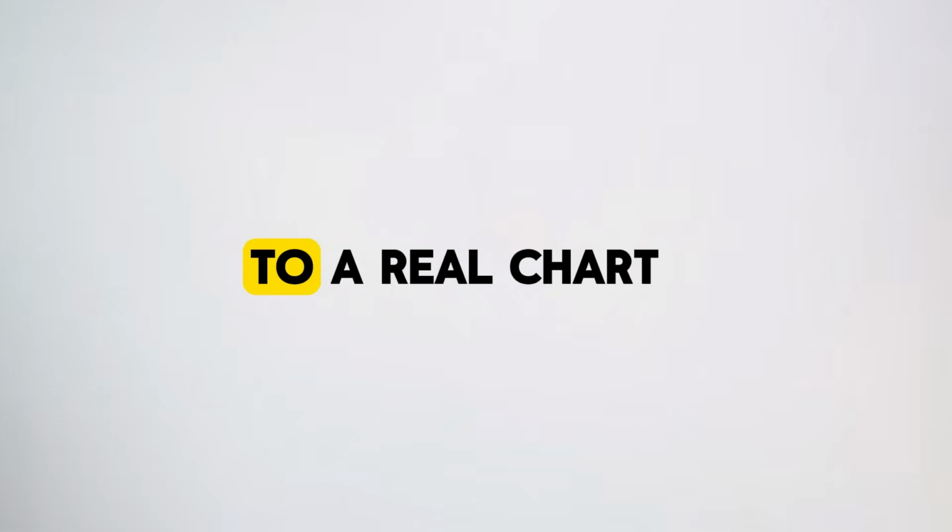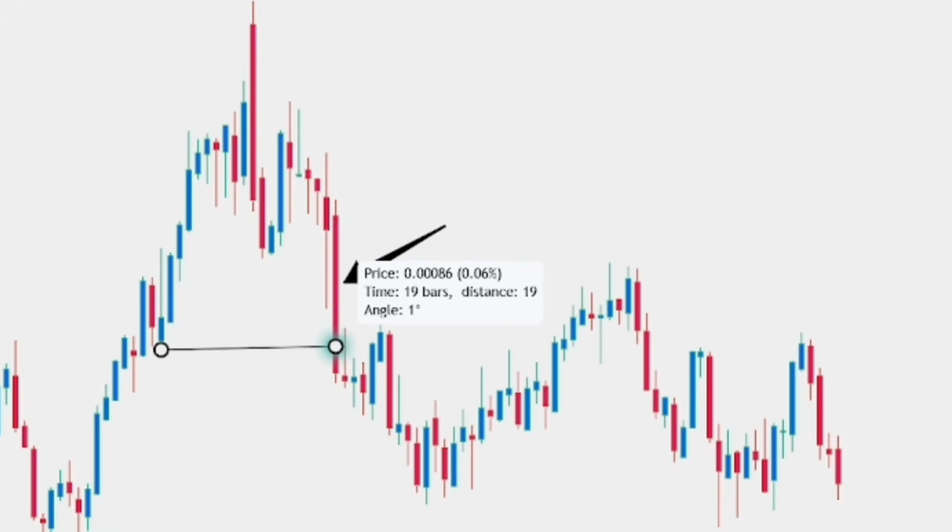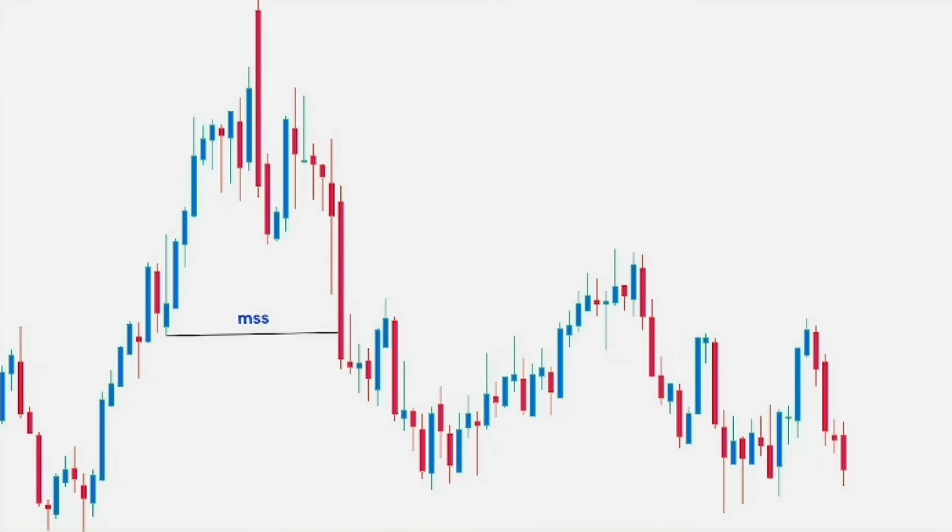Now, let us move to a raw chart. We are looking at USDCAD on the weekly time frame. The first thing that catches my attention is the strong bearish move. Right after that, the market gave us a market structure shift, or MSS. In simple terms, it tells us that the market has shifted from bullish pressure to bearish pressure.